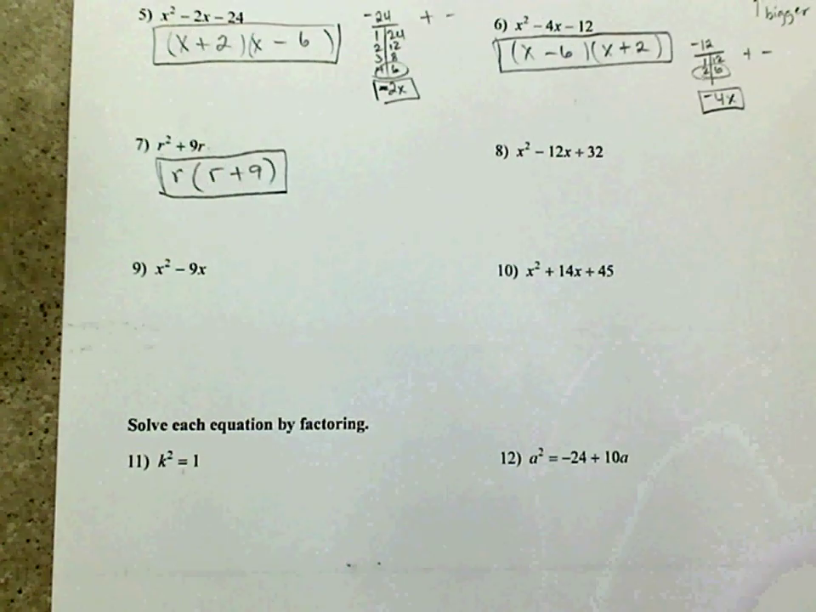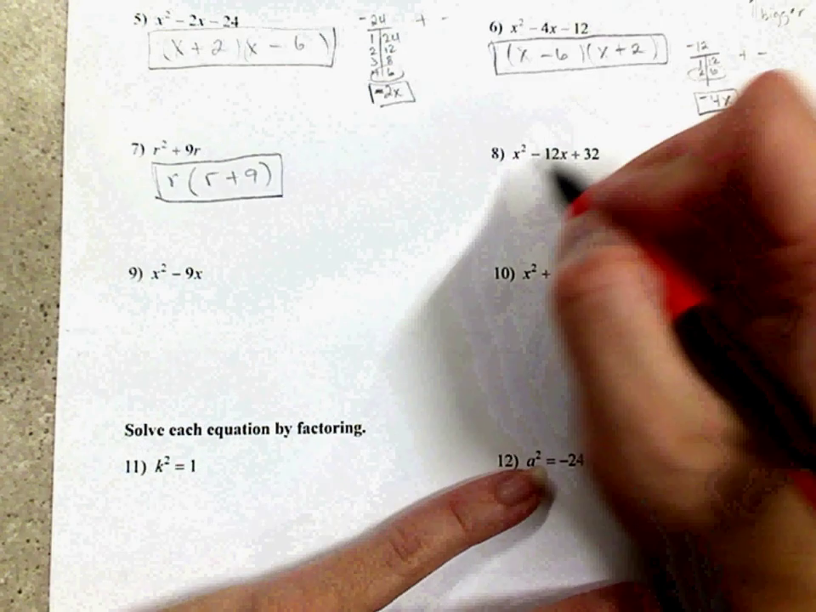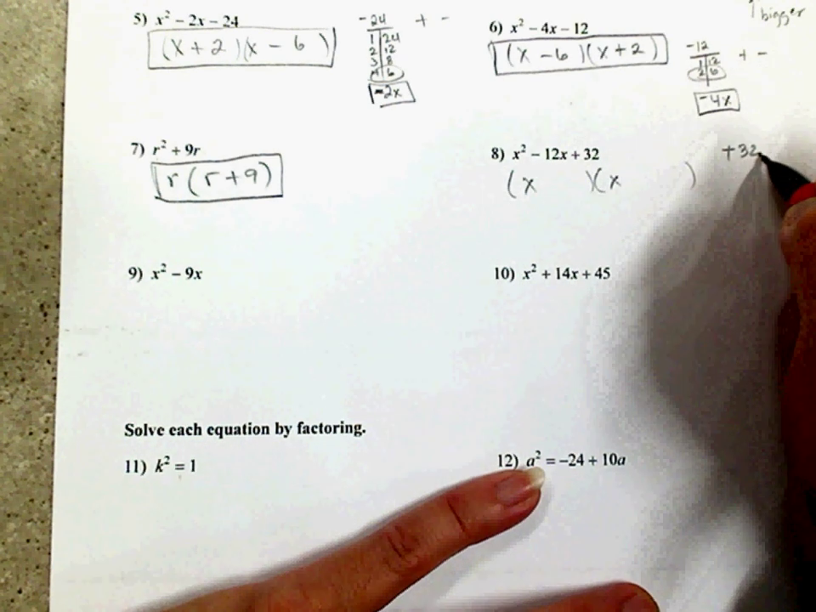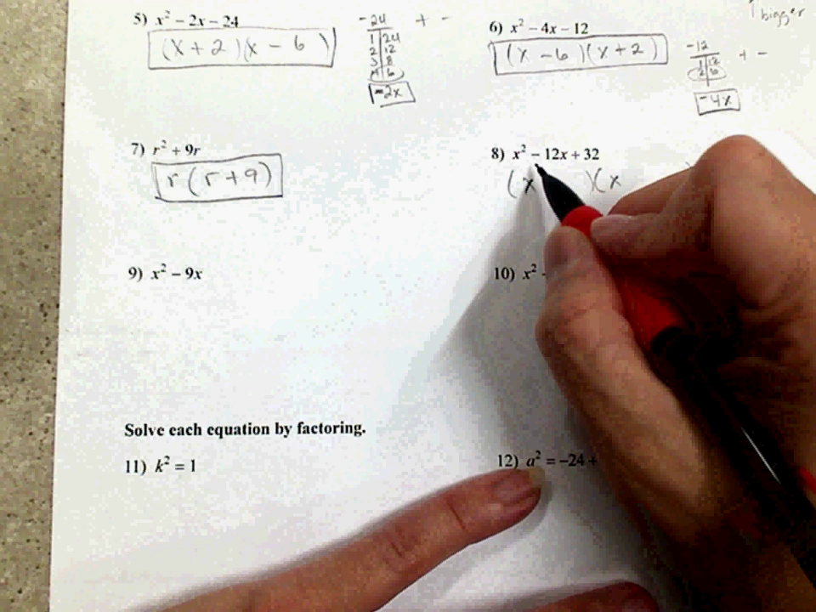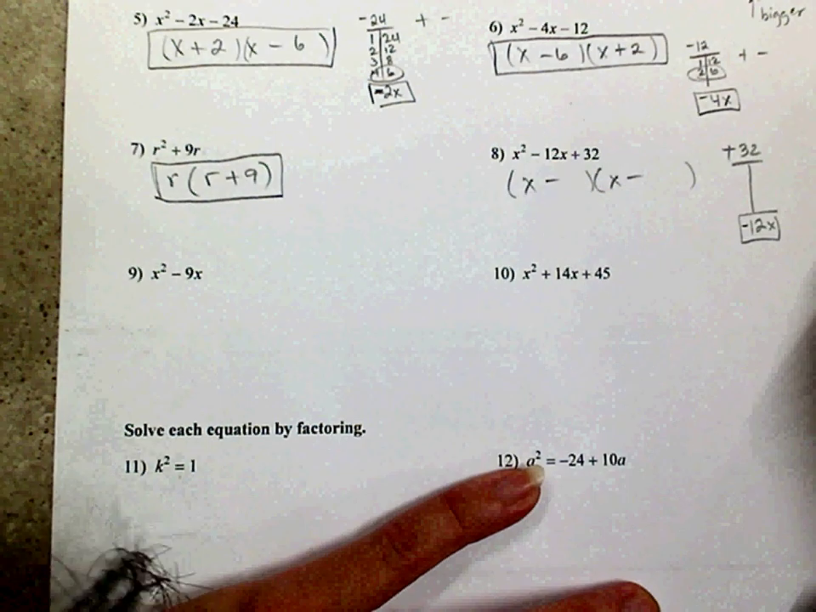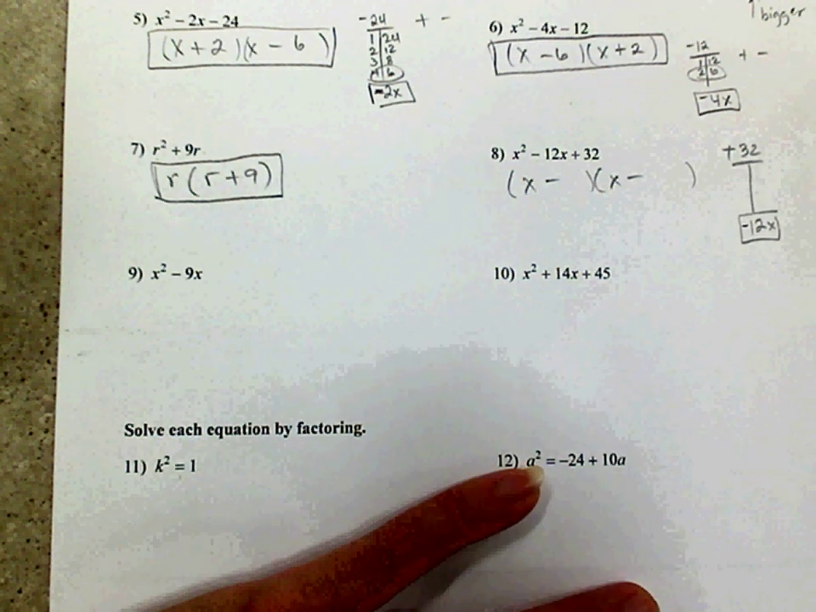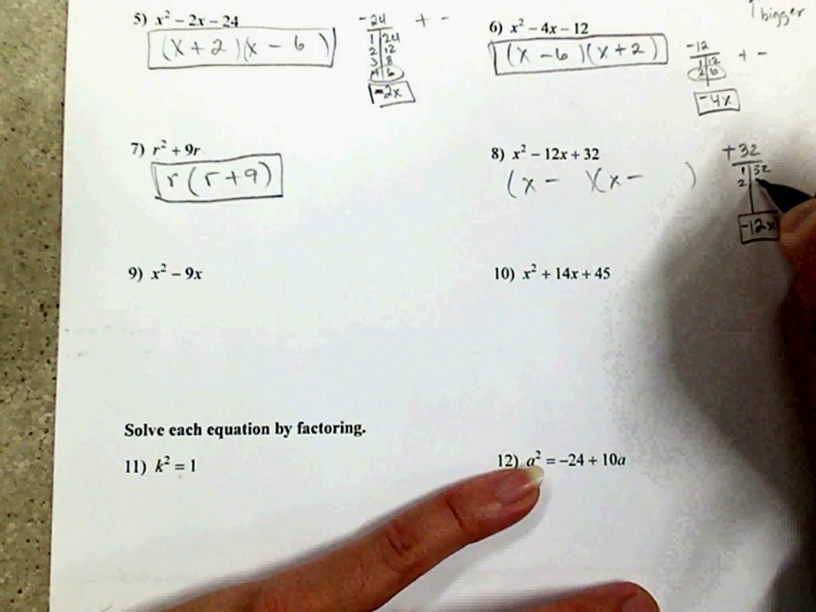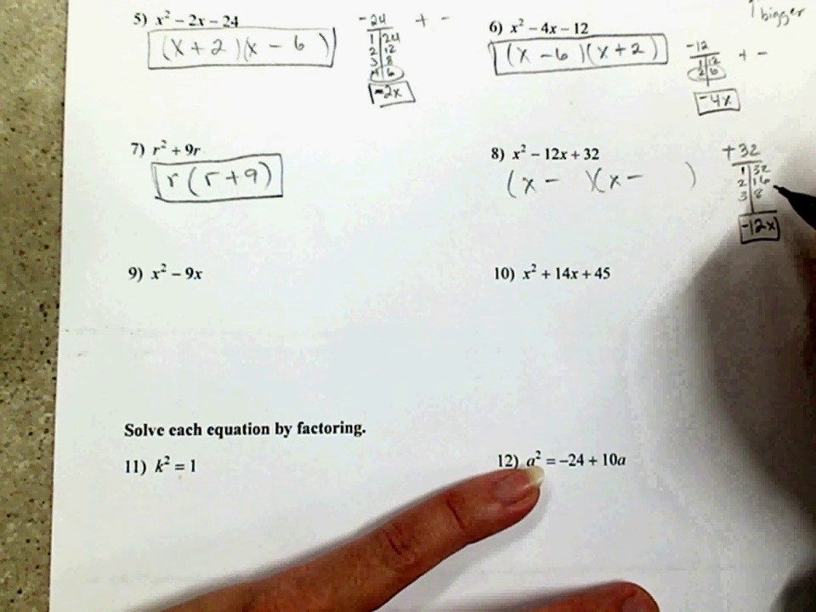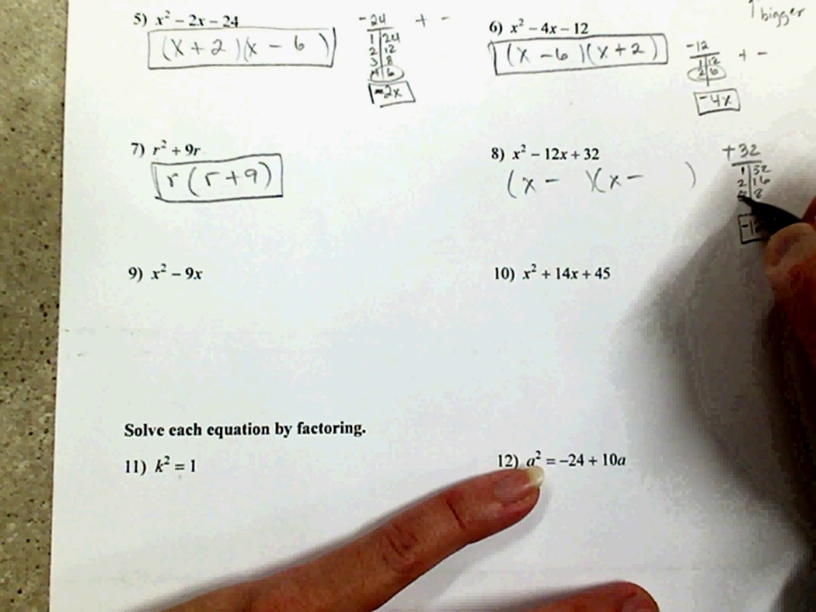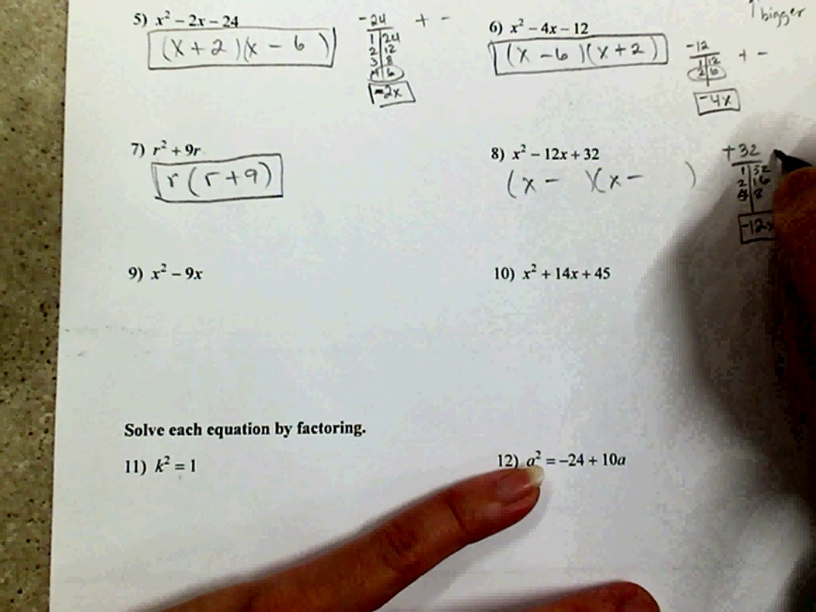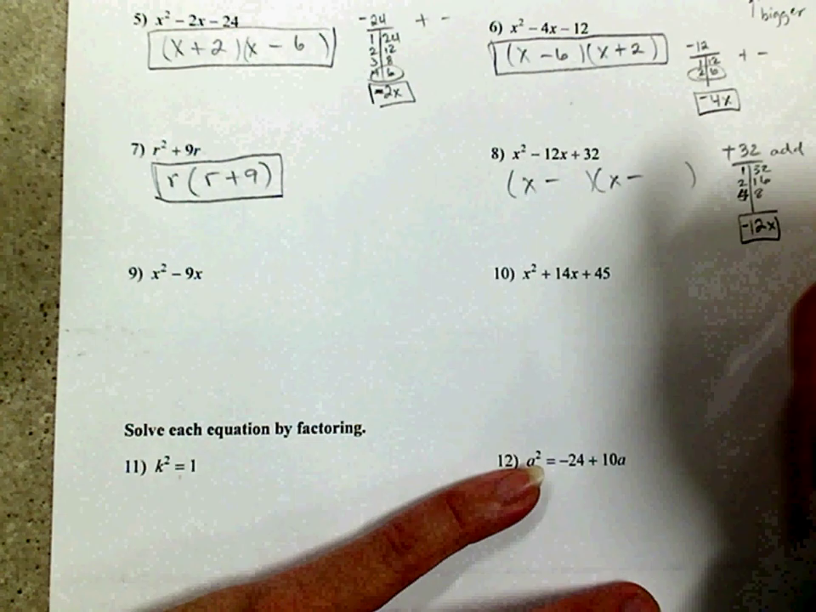Number 8. 2 sets of parentheses. x and x, plus 32. So I'm going to add. And that's a negative 12x, so they both need to be negative. Okay? Because it's negative. All right, what are my 2 numbers? 1 and 32, 2 and 16, 3 and 8. No, not 3 and 8. 4 and 8. 3 and 8 does not work. 4 and 8. All right, see how they add? So I'm going to have negative 4 and negative 8.